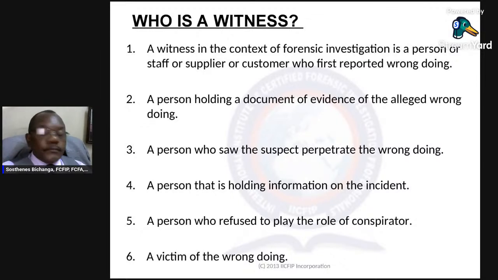You will note that in fraud and corruption cases and even money laundering, eyewitnesses are very rare. Eyewitnesses are very rare because these types of crimes are clandestine in nature. They are done in secret. They are done with a lot of concealment, and therefore, to get an eyewitness for crimes like corruption, fraud, and money laundering is not easy.